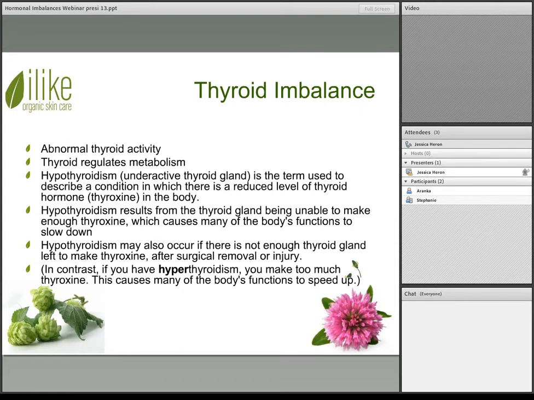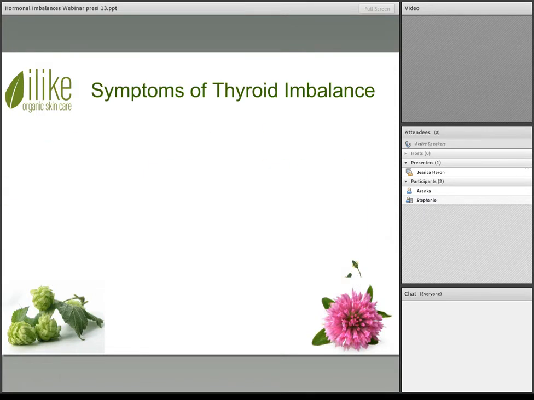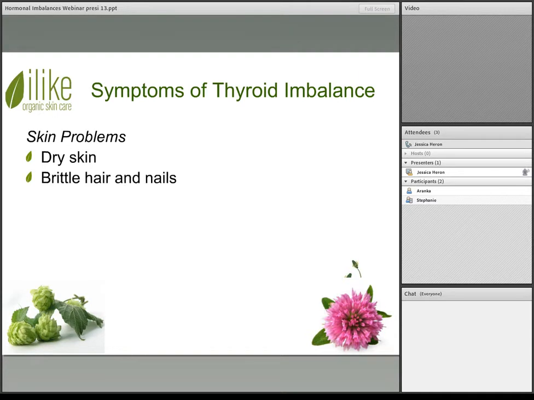So in contrast to hypothyroidism, if you have hyperthyroidism, you are making too much of the thyroxine, which we were just mentioning, and this causes many of the body's functions to speed up. So we're basically going to be taking a look at some of these skin problems that are associated with the symptoms of thyroid imbalance, which include the dry skin that we were mentioning, sort of that brittle hair and nails, like weak nails, and also when they're brittle, they become weak, they break off easily. The sluggish skin, the devitalized, kind of maybe more sallowish looking skin.